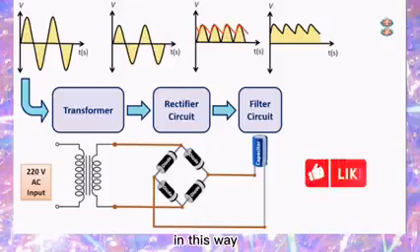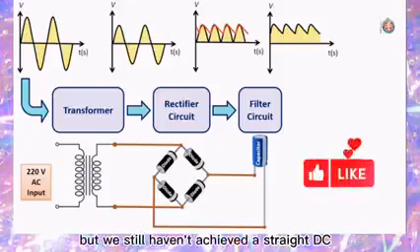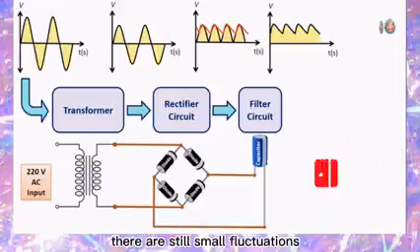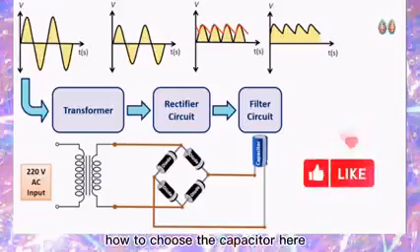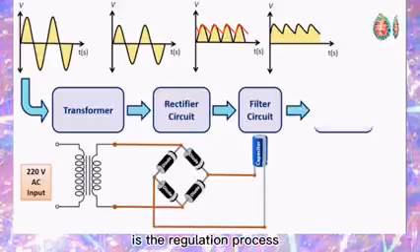As you can see, in this way, we've approached a smoother direct current. But we still haven't achieved a straight DC. There are still small fluctuations. We will have a lesson later on how to choose the capacitor here, how to determine the capacity and voltage value. The next process is the regulation process.